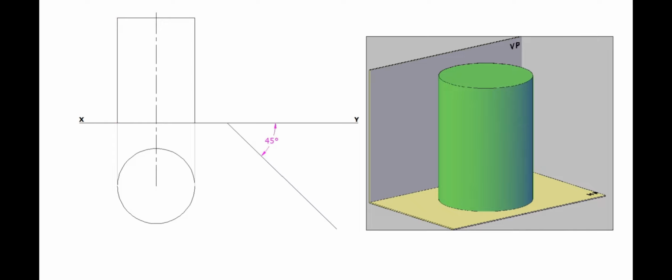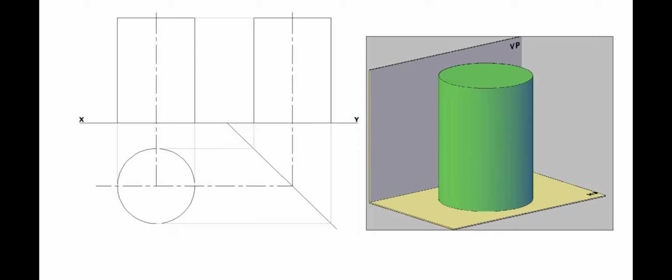Draw a 45 degrees line as miter line. Project the plan horizontally up to the miter line. Then project vertically from the miter line. The elevation also can be projected horizontally, to maintain the height in the side view. Then complete the side view. These are the three views of a cylinder, standing on the ground with its axis perpendicular to the ground.